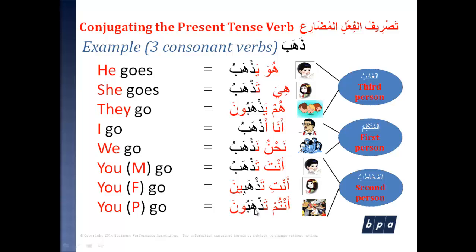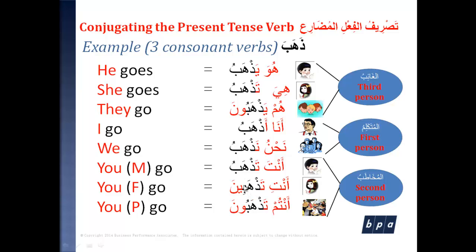Some patterns to remember. If you look at the main three letters of the verb, the dal has a sukoon, the ha has a fatha, and the ba has a dhamma. It stays the same for huwa, it stays the same for hum, it stays the same for ana, same with nahnu, same with anta.